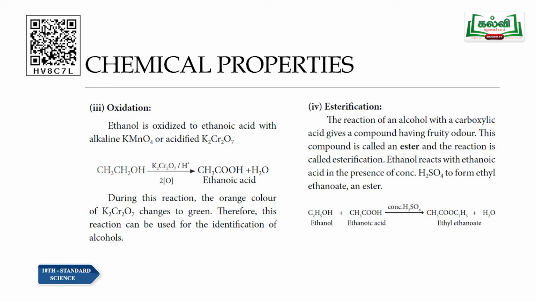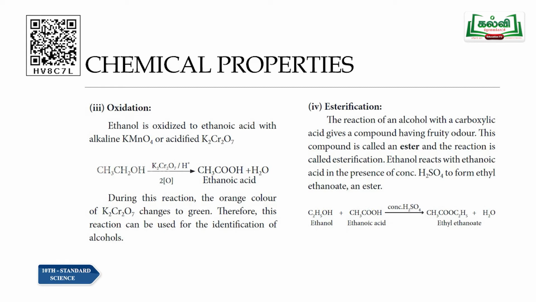Any one of these two oxidizing agents will convert ethanol into the corresponding acid, which is ethanoic acid. So, ethanoic acid is the product formed when ethanol undergoes oxidation using any one of these two oxidizing agents. There is a color change which takes place during this reaction.